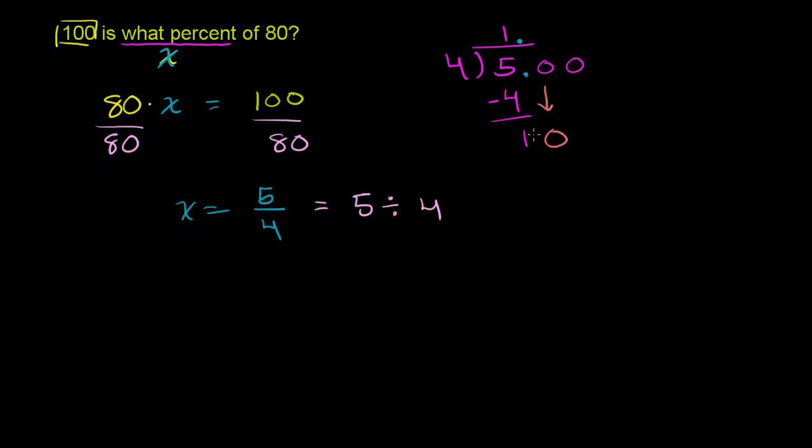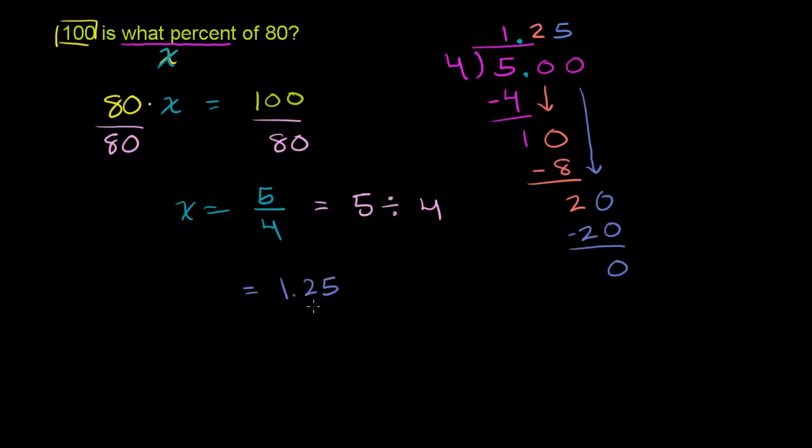4 goes into 10 two times. 2 times 4 is 8. You subtract. 10 minus 8 is 2. Bring down the next 0. 4 goes into 20 5 times. 5 times 4 is 20. Subtract, no remainder. So this is equal to 1.25. 5 over 4 is the same thing as 5 divided by 4, which is equal to 1.25.